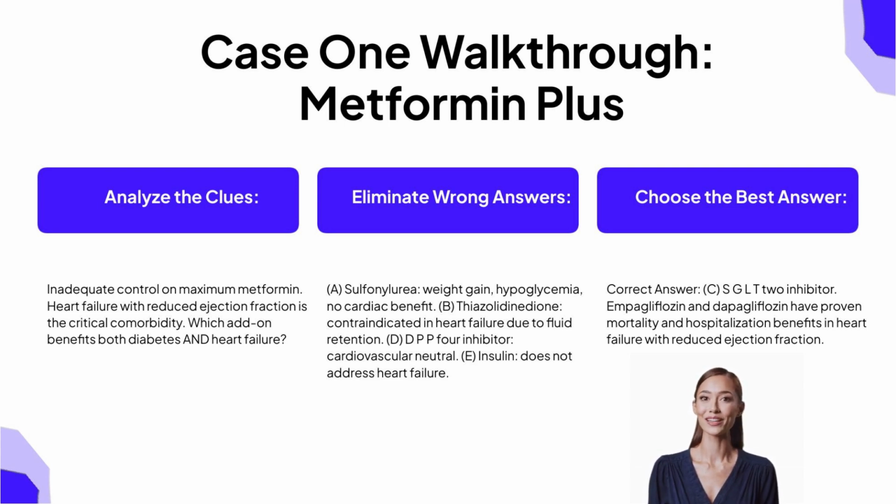Choice D, a DPP-4 inhibitor, is a reasonable diabetes drug, but it is cardiovascular neutral, meaning it does not help or hurt heart failure specifically. Choice E, insulin, treats the glucose but does not address the heart failure. The correct answer is C, an SGLT2 inhibitor.